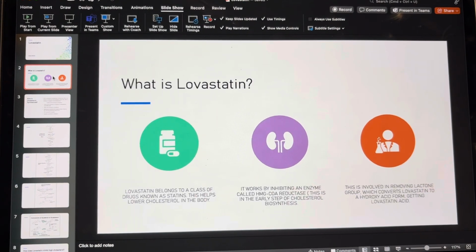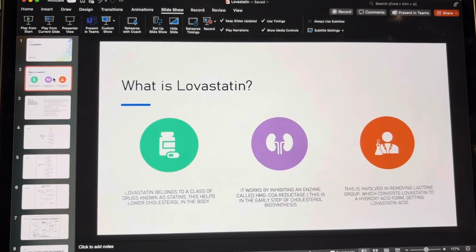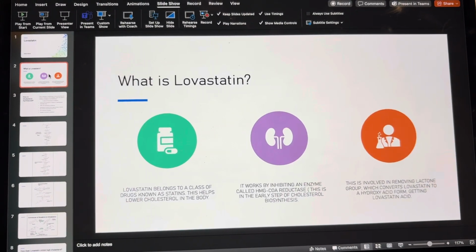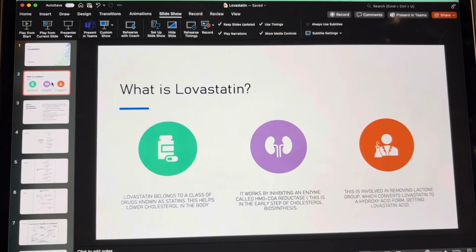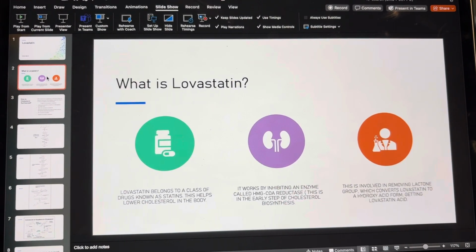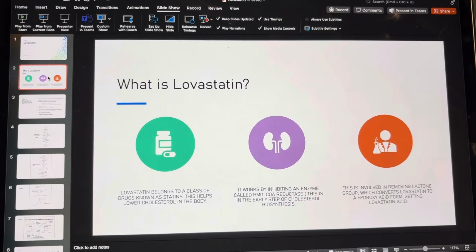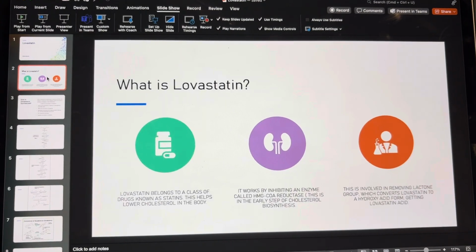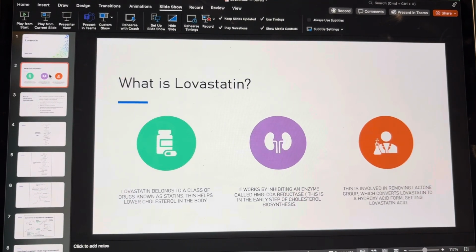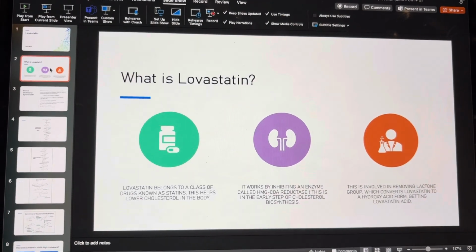It works by inhibiting an enzyme called HMG-CoA reductase. So it's an early step of cholesterol biosynthesis. This is involved in removing the lactone group and converts lovastatin to a hydroxy acid form, getting the lovastatin acid.